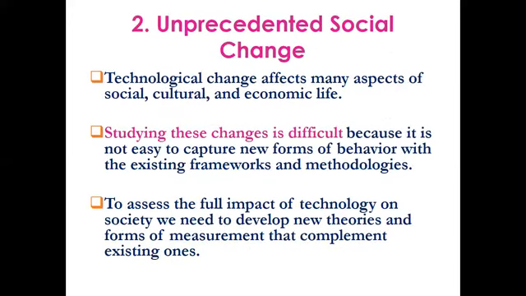The other challenge is that there is unprecedented social change. So the first one is that technology moves fast, but also society is changing. Technological change affects many aspects of social, cultural, and economic life. Studying these changes is difficult because it is not easy to capture new forms of behavior with existing frameworks and methodologies. To assess the full impact of technology on society, we need to develop new theories and forms of measurement that complement existing ones. Because society itself is evolving very fast, it is difficult to study its interaction with the technology that exists. So it only means that we would have to develop very critical methodologies of examining these changes. And I believe that society is capable, just that we're not there yet.